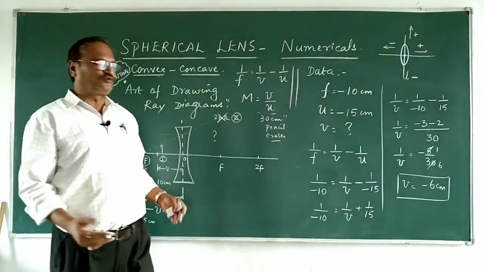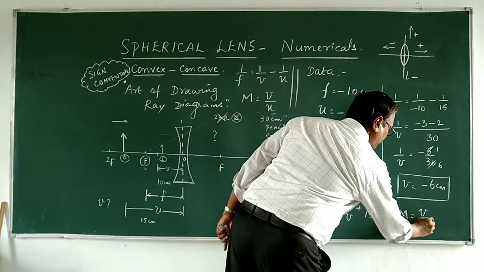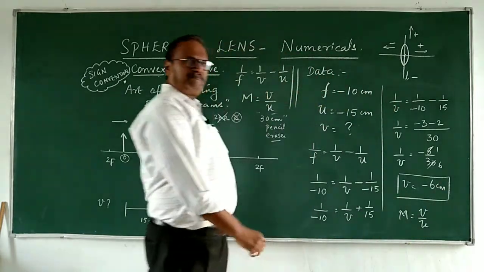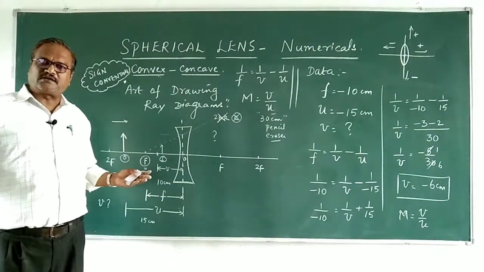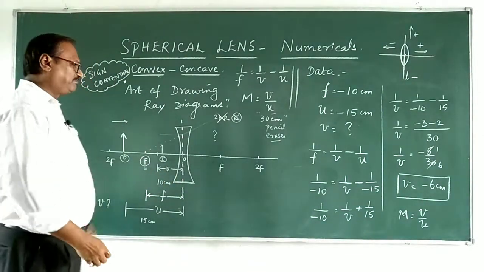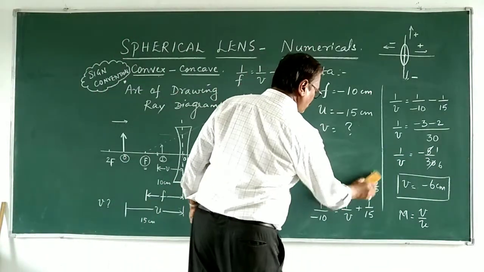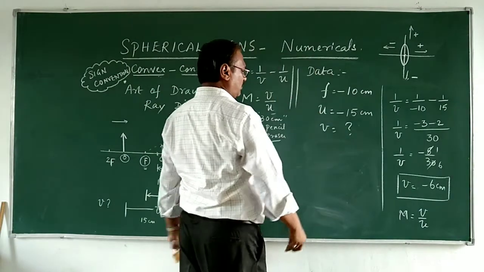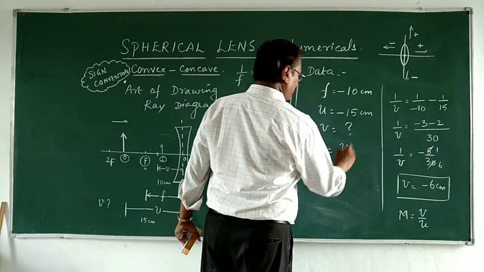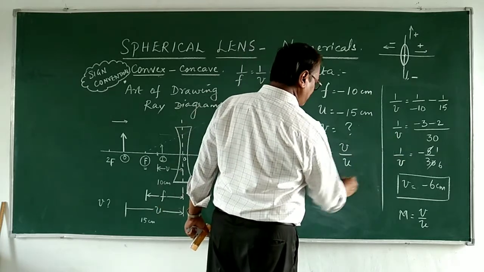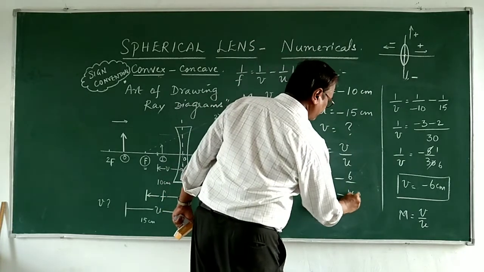Now again you can do the same formula with magnification, which is equal to v upon u. Magnified or diminished has become bigger or become smaller. It's a very simple term there. So we have the values. Let me erase this whole thing here. M is equal to v upon u, which is equal to v is minus 6 upon u is minus 15.